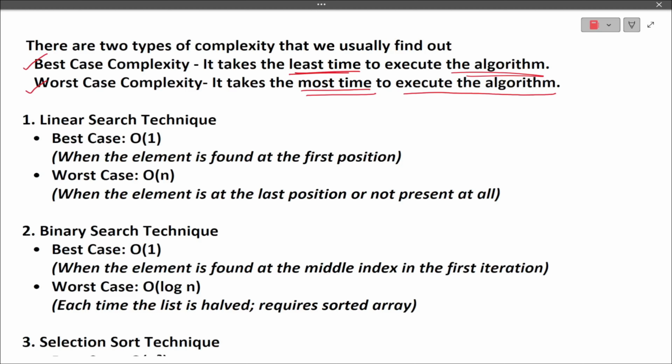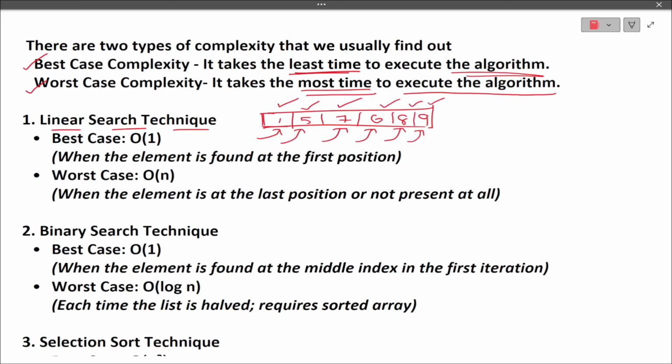Linear search technique. If you remember linear search, what was happening? Suppose there is an array. I will just brief this out. This is 1, 5, 7, 6, 8 and 9. By using linear search, this is the searching technique to search whether a number is present or not. If a user has given any number, at every index that particular number was compared, whether it is equal to the number present here or not. Accordingly, things were checked.